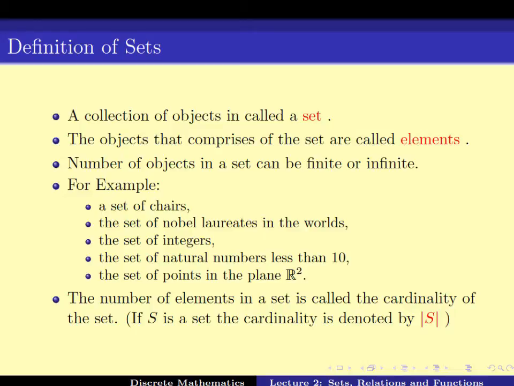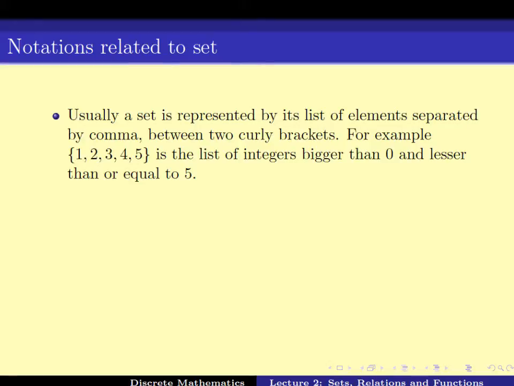Moving on to some more notations about sets. Usually when I have to describe or represent a set, it is done by putting the elements separated by commas between two curly brackets. For example, here, between these two curly brackets, I have the elements 1, 2, 3, 4 and 5. They are all separated by commas. That means this represents the set 1, 2, 3, 4 and 5.